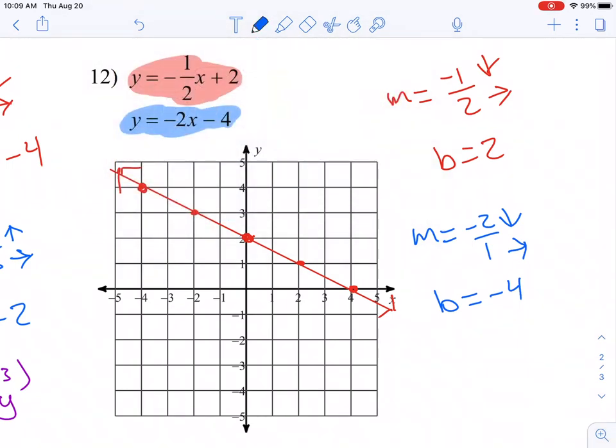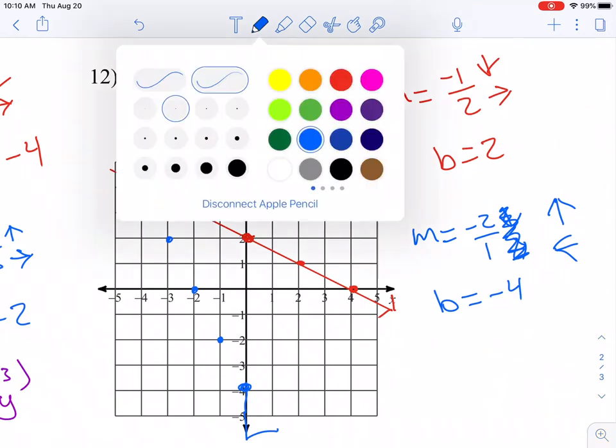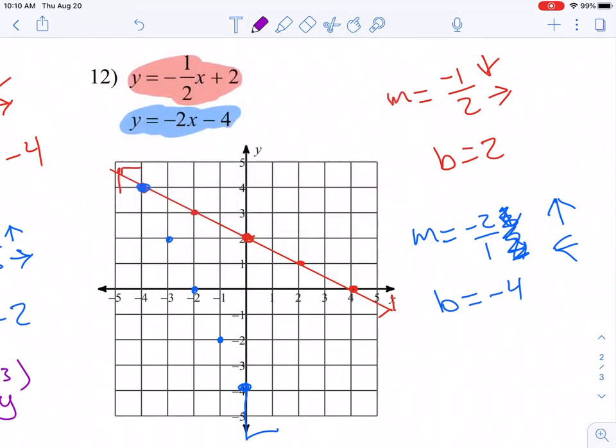For my blue equation, I'm going to begin at negative 4, and I can try and go down 2, right 1, but the problem is I run out of graph. So that was down 2, right 1. So I'm going to do the exact opposite. Those didn't work. I'm going to go up and left. I can go up 2, left 1, up 2, left 1, up 2, left 1, up 2, left 1. There we go. So I can put multiple points on my graph until they cross.